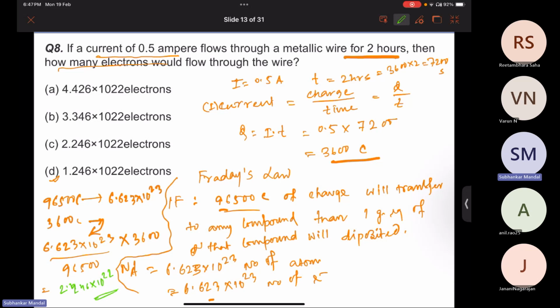Someone has written C. Yeah, I think C is the answer. Anil, you can check your calculation once. I think you have made some mistake. You can cross check once. I think C is the answer. Okay, so we can go to the next problem.